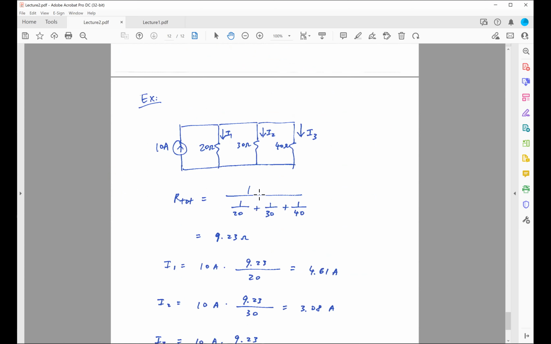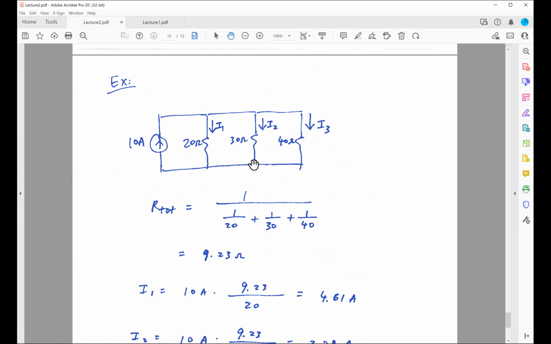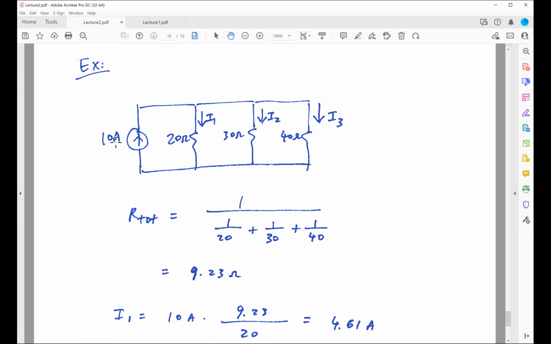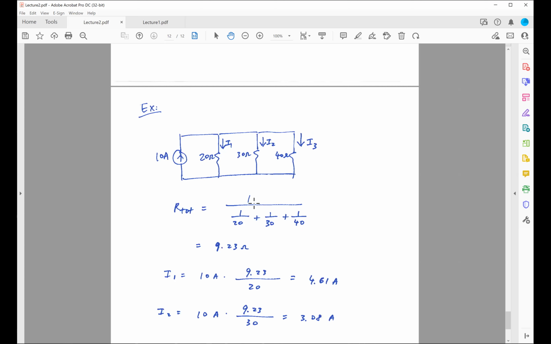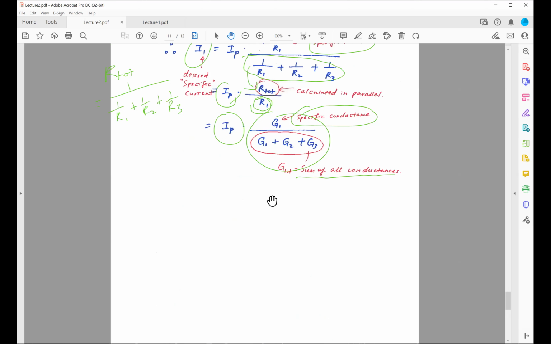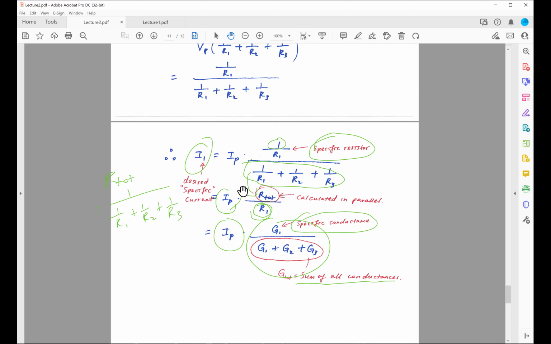So let's wrap up this part of the discussion with this example here. Suppose I have a current source, 10 amp, and in parallel, I have 20 ohm, 30 ohm, and 40 ohm resistors. So I'm going to find I1, I2, and I3 flowing through each of these resistors. And the formula I'm going to use is this one over here in the middle. I'm going to use the current from the source multiplied by R total divided by the specific resistor corresponding to the specific current.